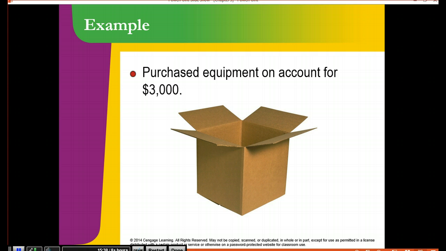Okay, let's go through another one. Purchased equipment on account for $3,000. Okay, so let's break this one down again. Purchased equipment. Equipment's going to last us. We're not expensing something for a month. If I buy a piece of equipment, I'm expecting it to last for more than 1 year. So it's going to get classified as an asset.